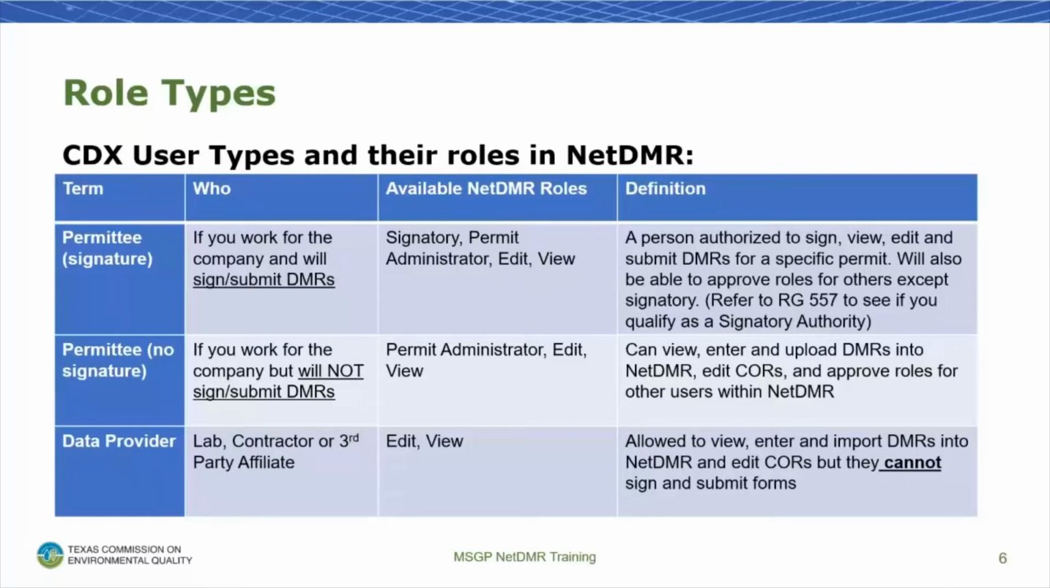If you're unsure of that, you can just do a quick Google search for that TCEQ, and it should give you the definition. There's also a permittee no signature role, which essentially has every bit of functionality that the signature has, except you're not able to sign and submit DMRs. And then there is a role of a data provider. That's going to be like if you are with a lab, a contractor, or a third-party affiliate. This will give you the ability to view, enter, and import DMRs and edit cores, but you will not be able to sign and submit forms.